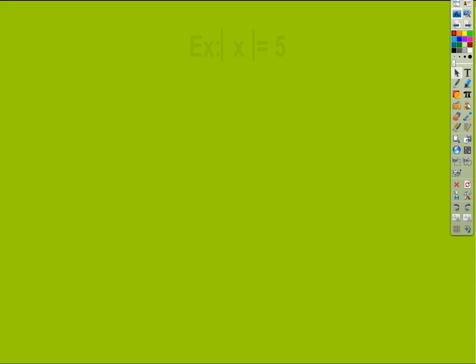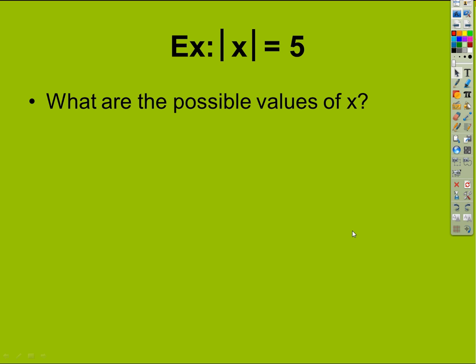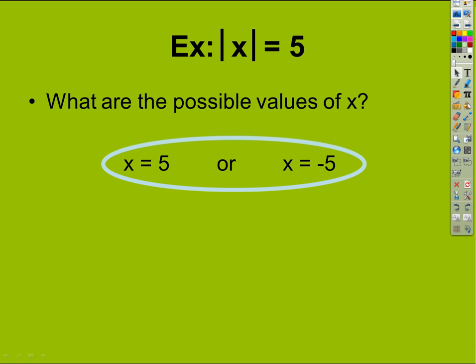Okay, so what do we got? What's the verdict? Yes, ma'am. I don't understand. So what could x equal? What's one value of x that would make that true? 5. X could be 5. What's another one? Negative 5. Perfect. Could be either or, right? So far, no big deal, right?